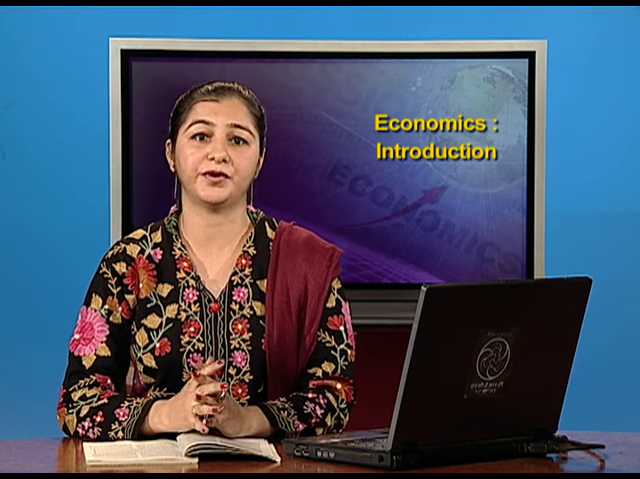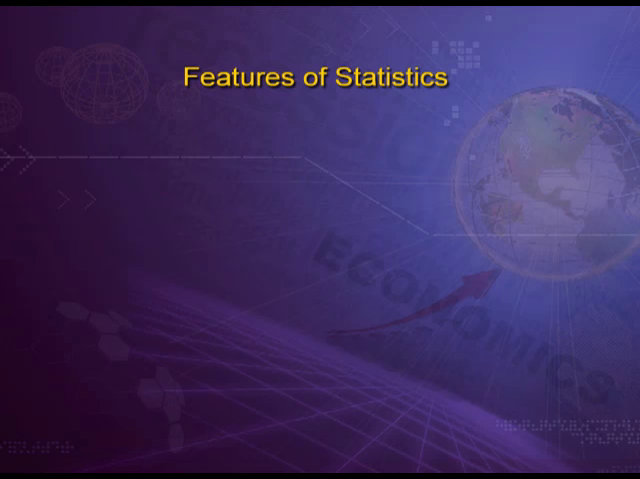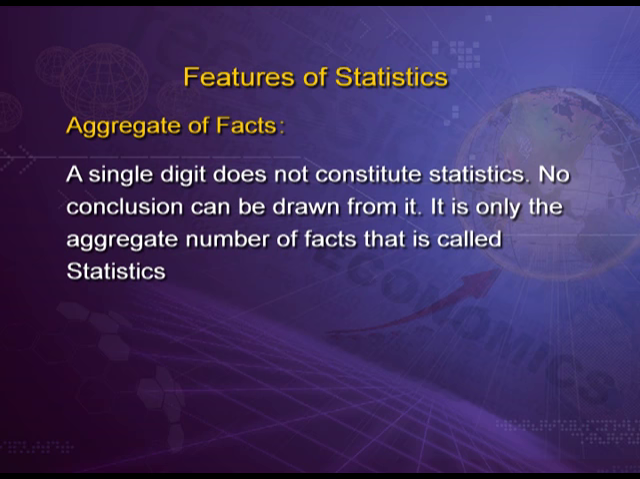Now, we are going to talk about the features or characteristics of statistics. The first one is aggregate of facts. A single digit does not constitute statistics, because no conclusion can be drawn from it. It is only the aggregate number of facts that is called statistics.